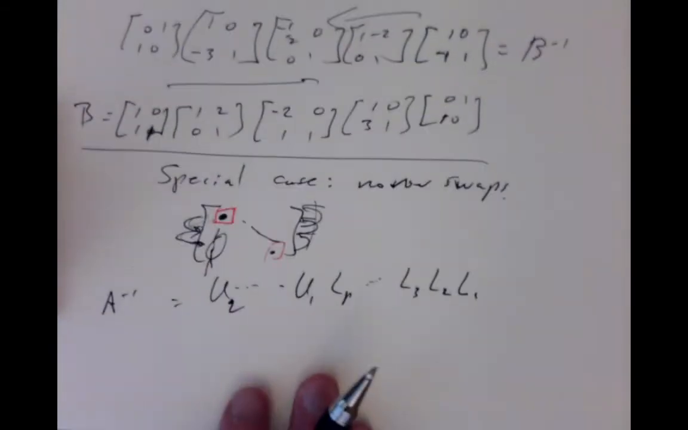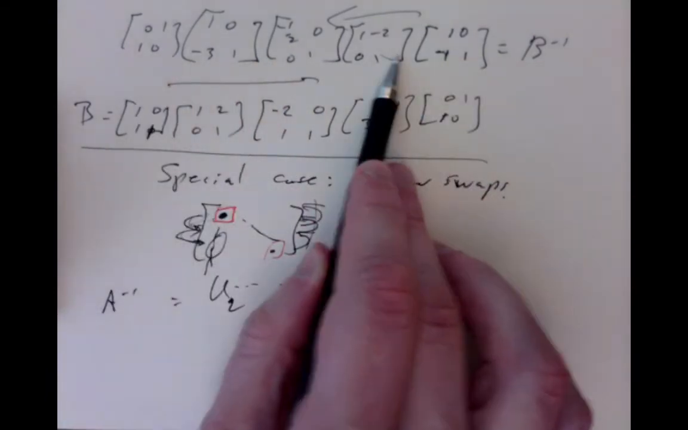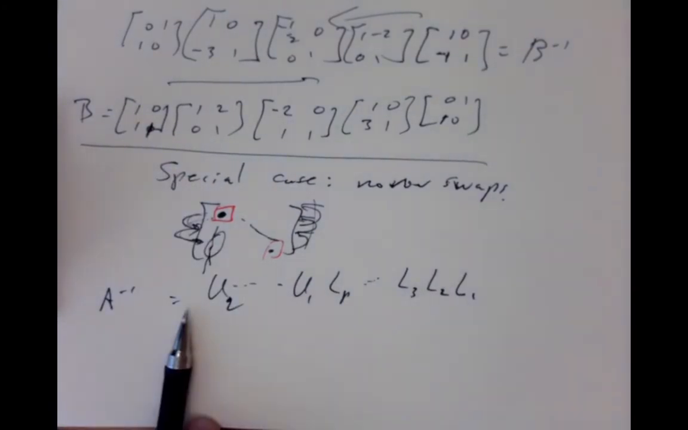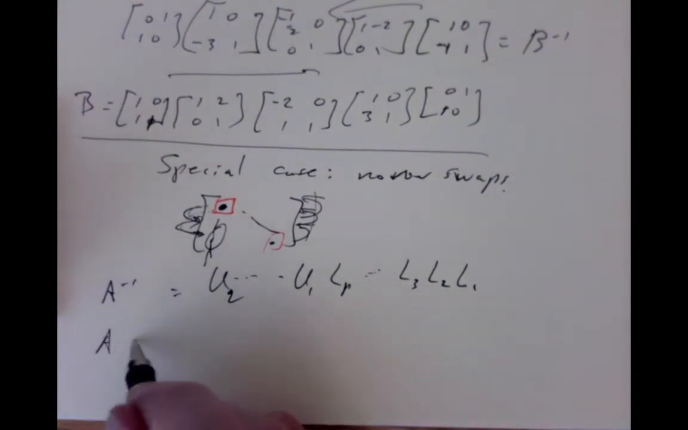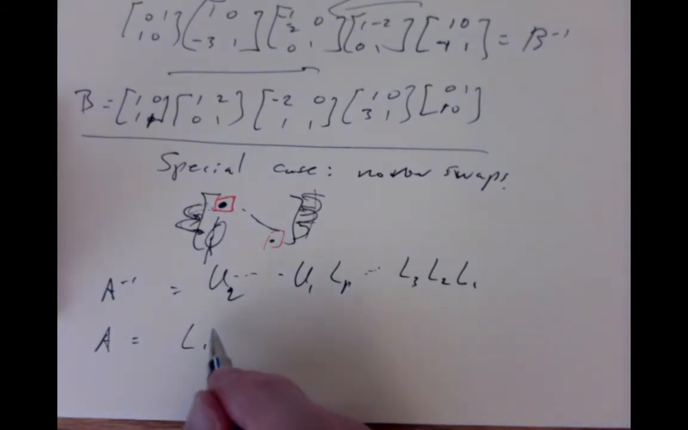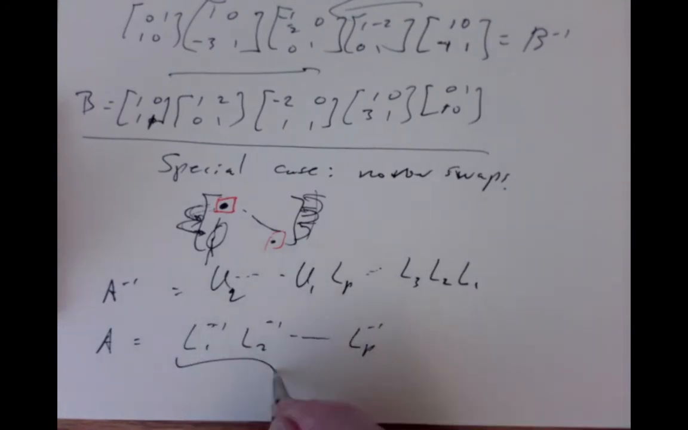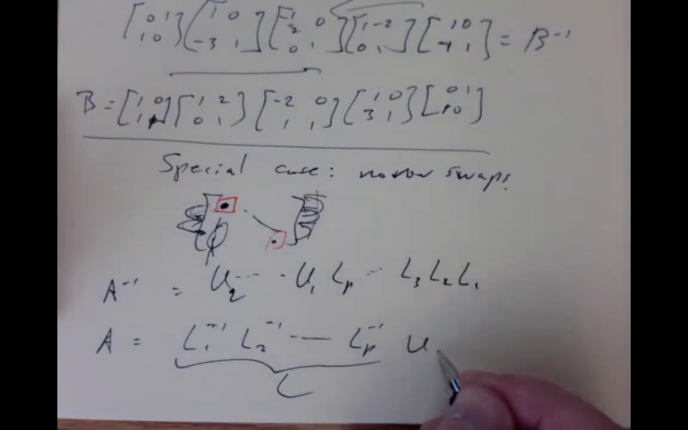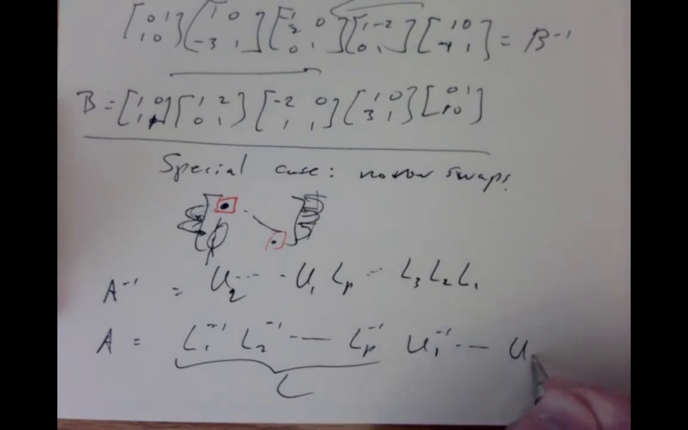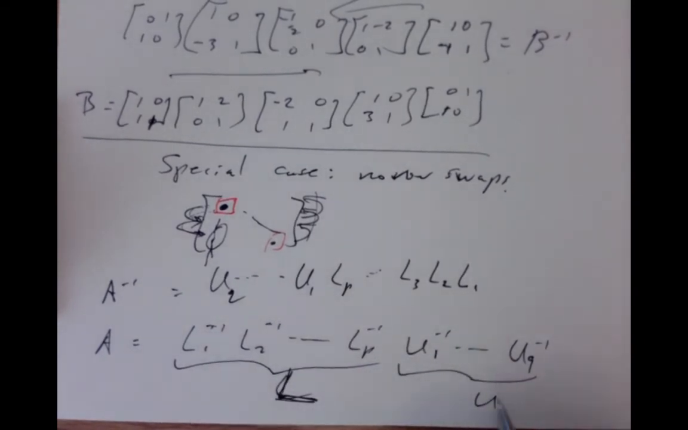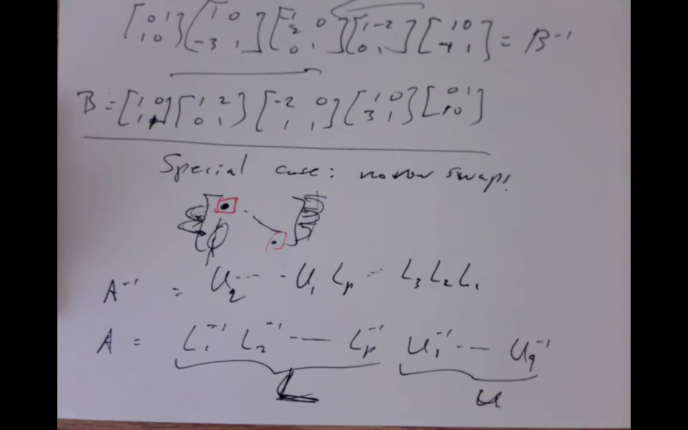So we said you compute the inverse by putting these elementary matrices together in the order in which they appear going this way. And that's what we've done here. But that means if we reverse the process, we get A expressed as a lower inverse, a whole bunch of lowers, and then an upper triangular inverse, a whole bunch of upper triangulars. The inverse of a lower triangular is lower triangular. The inverse of an upper triangular is upper triangular. And so we get an expression that's called an LU factorization or LU decomposition.